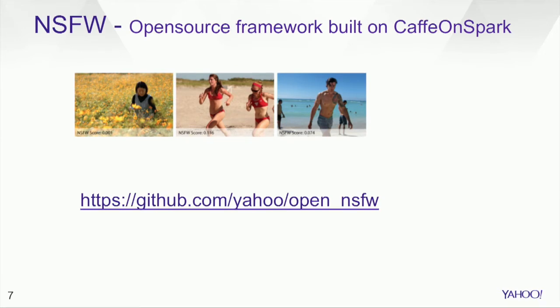NSFW detection is another important feature and important framework that we open sourced on CaffeOnSpark. This is a very important piece of work because I don't think there's any deep learning library or any open source equivalent which exists for this. We have open sourced not just the code, but also the model, a ResNet 50 model. So you can actually use this for inferencing if you want and check it out in your production or whatever.